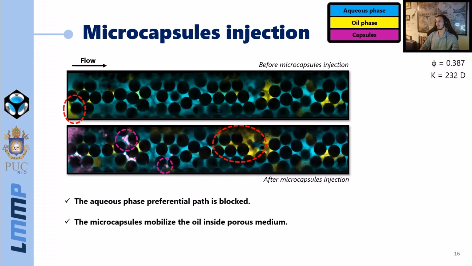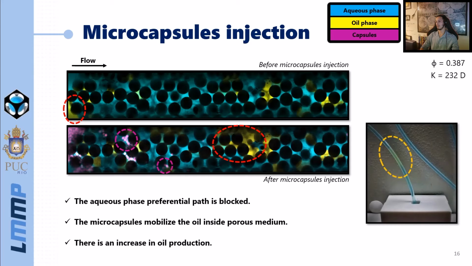Also, red circles in both figures show the movement of the oil ganglia inside the porous device, as a result of the microcapsules action. Another interesting result is observed at the exit tube. Shortly after the microcapsules injection, it is possible to see oil production with the naked eye.